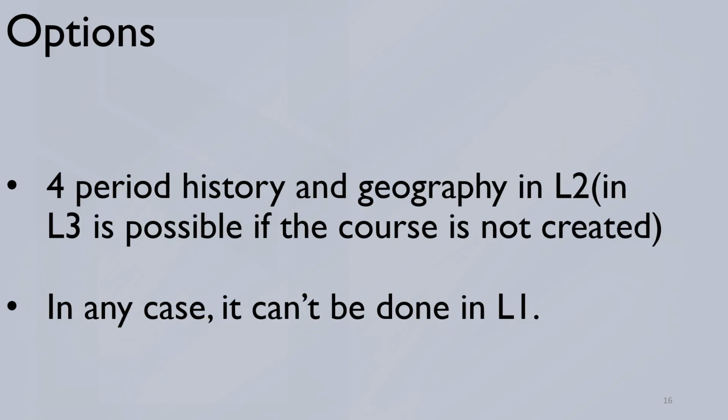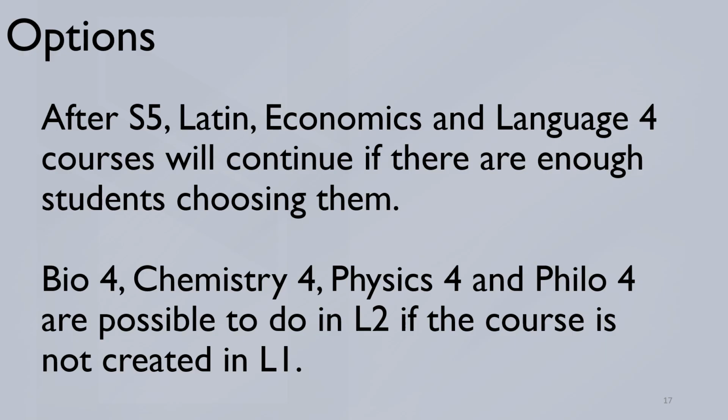If the 4-period optional courses in history or geography cannot be offered in the student's working language, they may take the course in another working language, provided that this language is not the student's mother tongue and that a group is available. Options that began in the fourth year, Latin, Economics, and Language 4, can only continue if a sufficient number of students choose these options. If an option course typically taught in the mother tongue, such as Biology 4, Chemistry 4, Physics 4, or Philosophy 4, cannot be offered in a particular language section, it will be provided, if possible, in one of the working languages. In this case, students are permitted to use a dictionary during exams.